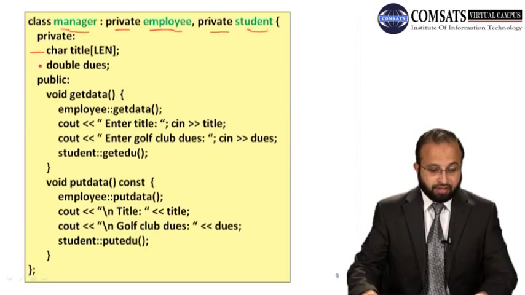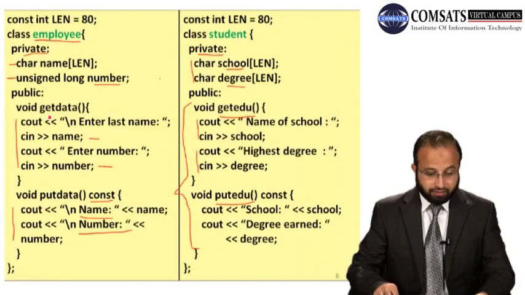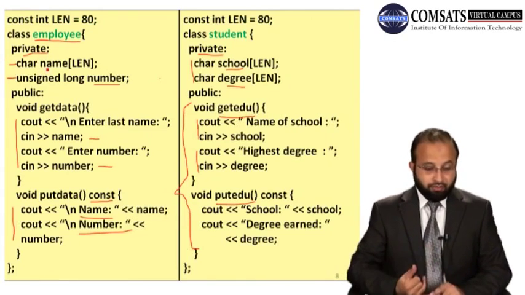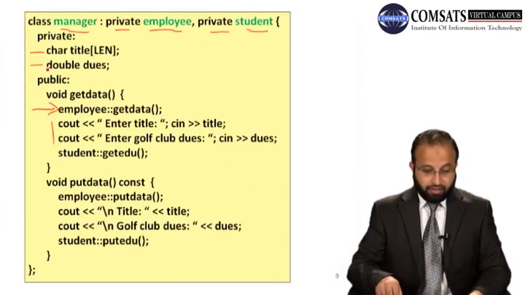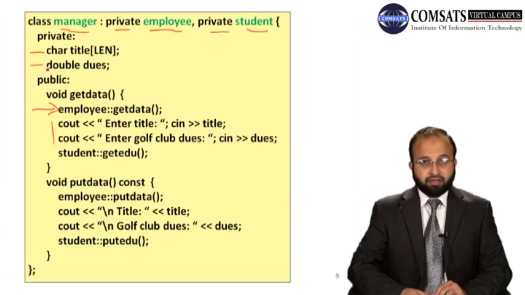So in the manager class we have title and dues. Now in the get data function you can see we first call the get data of the employee class, ठीक है। तो जब मैनेजर क्लास का ऑब्जेक्ट बनाएंगे तो उसमें क्या क्या चीज़ें स्टोर होंगी, उसमें एम्प्लॉय क्लास का जो हमारे पास है उसमें मैनेजर क्लास में क्या क्या होगा, नेम होगा, नंबर होगा, and then title, dues, school name and last degree.